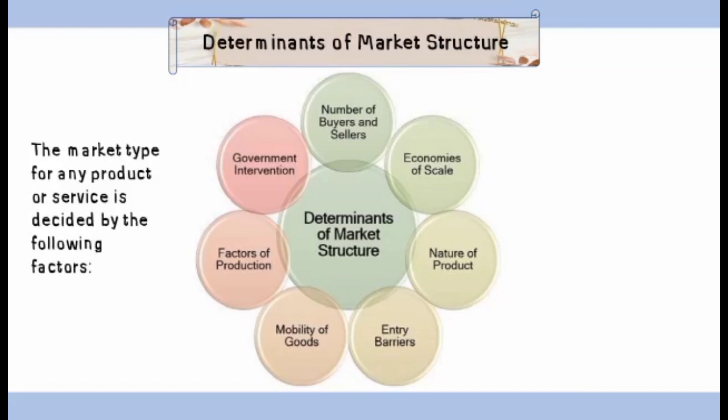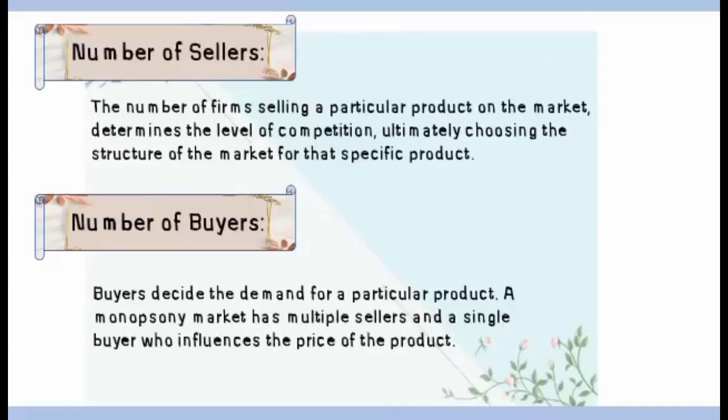Determinants of market structure. The market type for any product or service is decided by the following factors: numbers of buyers and sellers, economies of scale, nature of product, entry barriers, mobility of goods, factors of production, and government intervention. So these are the determinants of market structure. Let us define all of them.